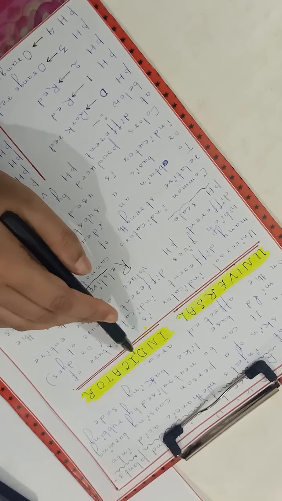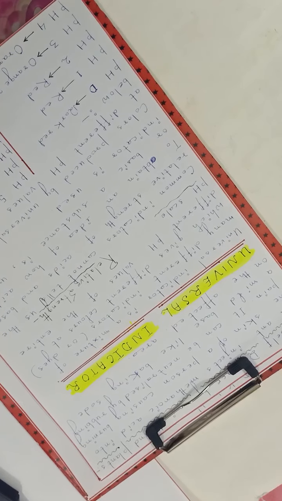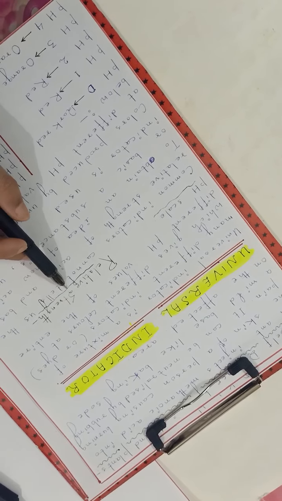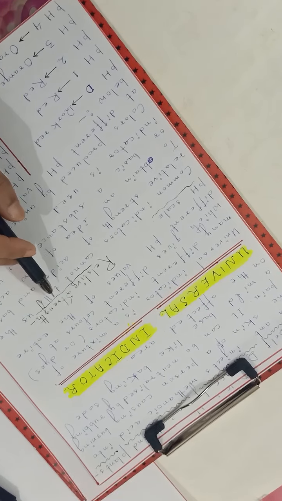Now you are very much aware of this term indicator. An indicator is a substance which changes color when it is put into an acid or a base. So what is the difference between indicator and universal indicator? Indicators just give you an idea whether the substance given to you is an acid or a base. On the other hand, when you use universal indicator, it gives an idea regarding the relative strength of an acid or a base.